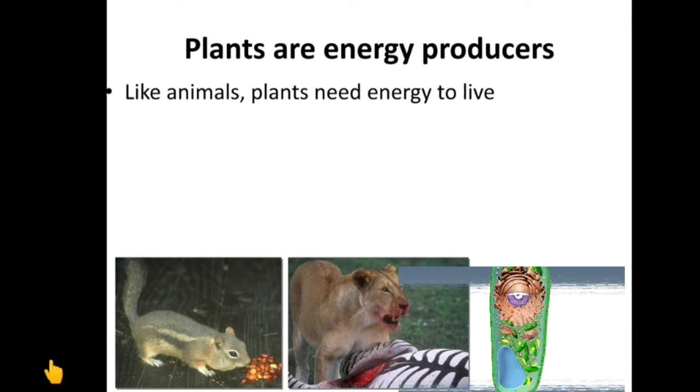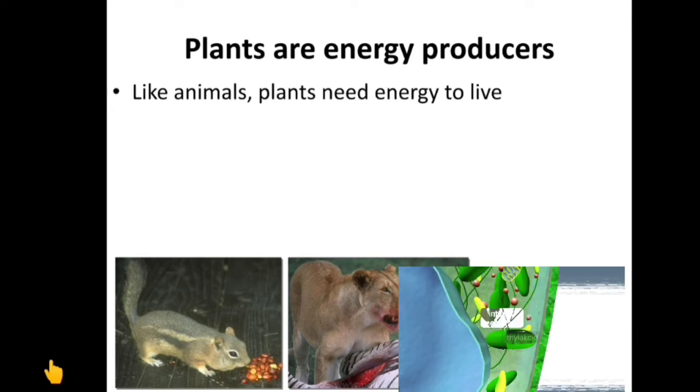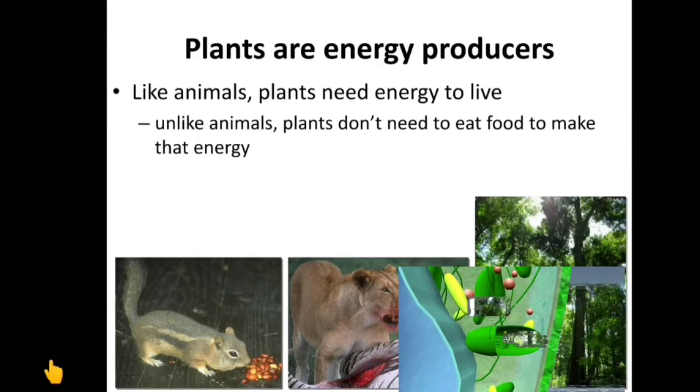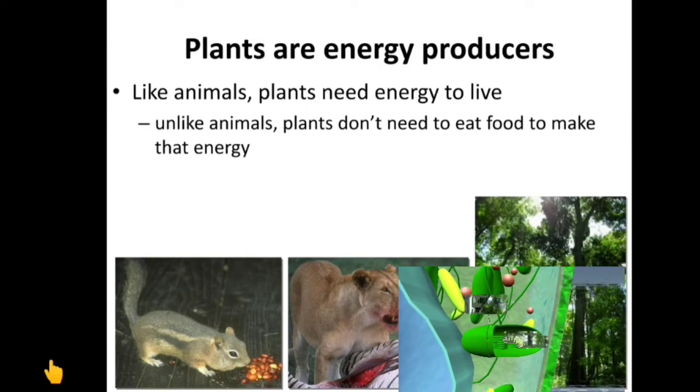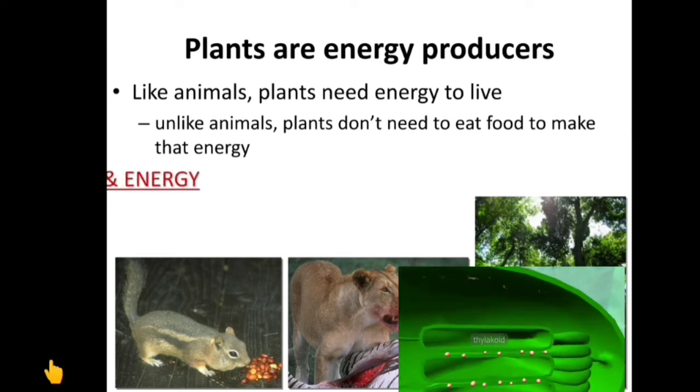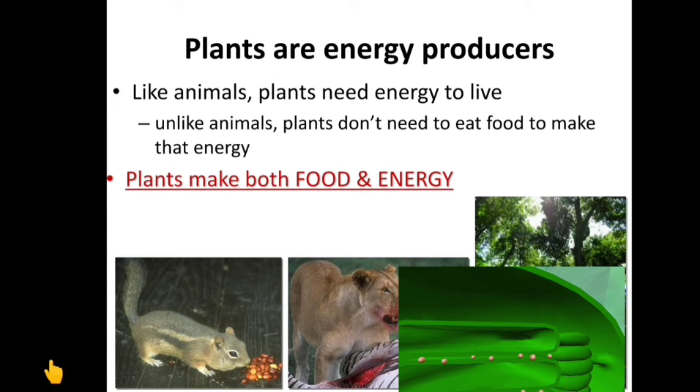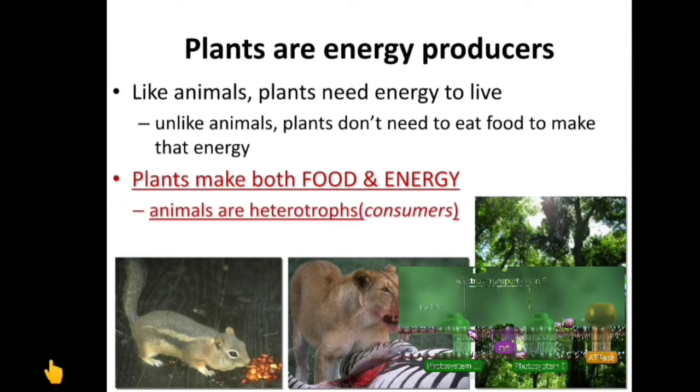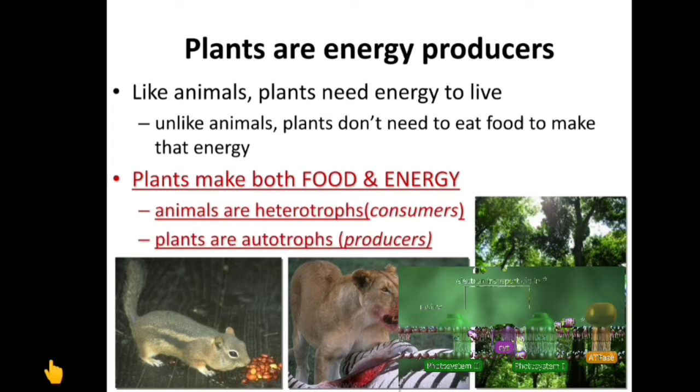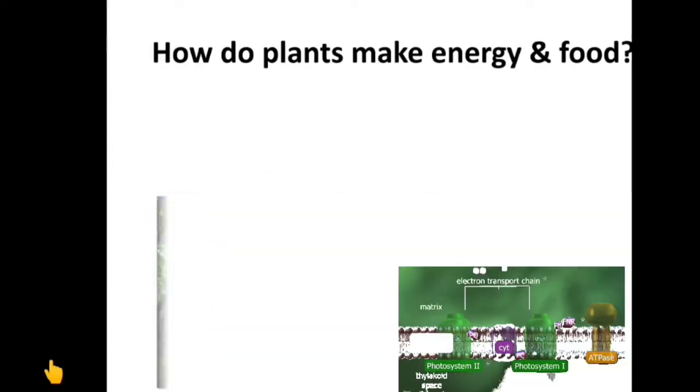Here, plants are energy producers. Like animals, plants need energy to live. Unlike animals, plants don't need to eat food to make that energy. Plants make both food and energy. Animals are heterotrophs, that is, they are consumers. Plants are autotrophs, that means they are producers.